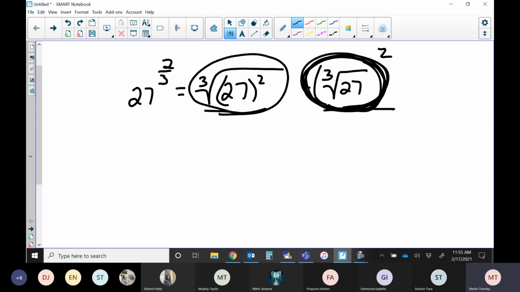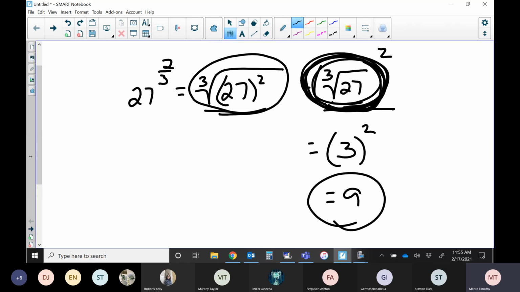But since 27 has a nice pretty cube root, which is 3, I can just take 3, that's the cube root of 27, and then square it, which is 9. And it doesn't take that much effort. Rather than taking 27 and squaring it, and then finding the cube root of that, I think this way is much faster. But you can only do it this way if 27 has a nice pretty cube root. If it doesn't, you have to use this way. And like I said, I'll show you that tomorrow.